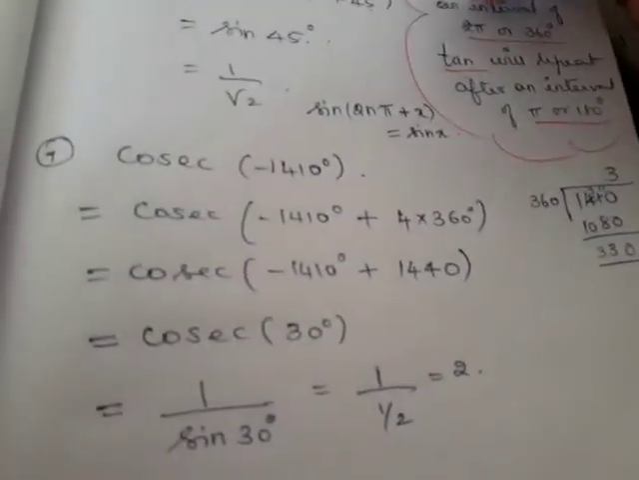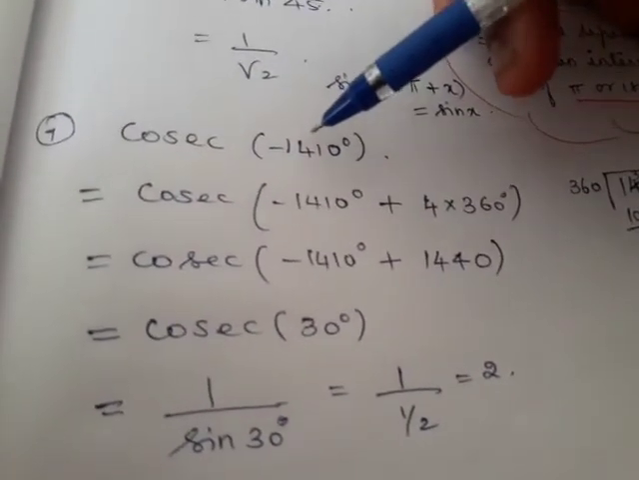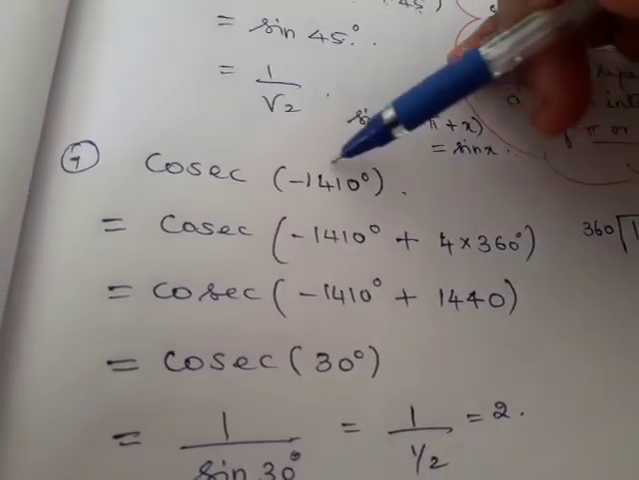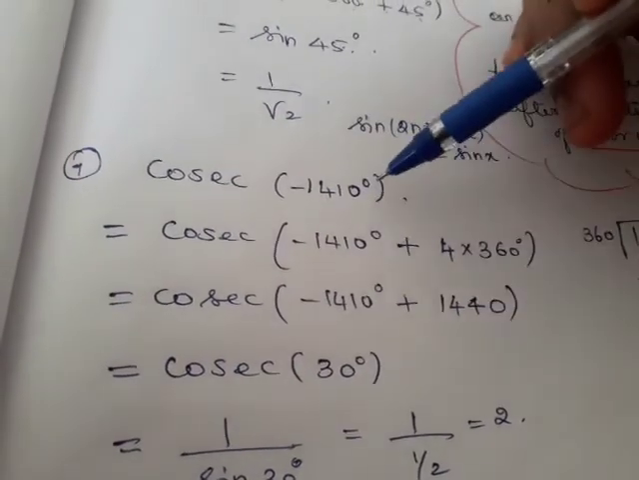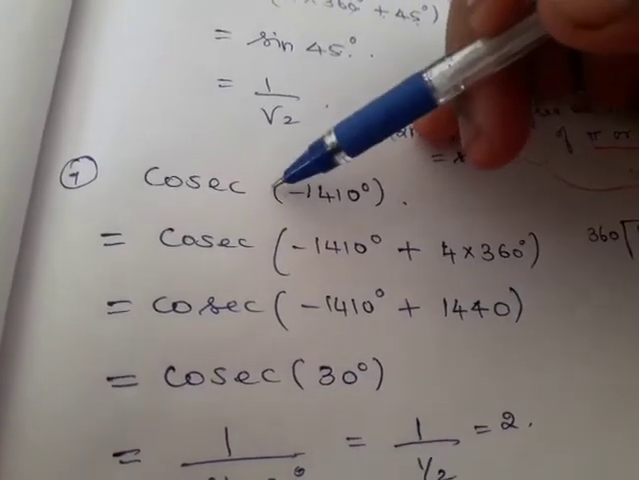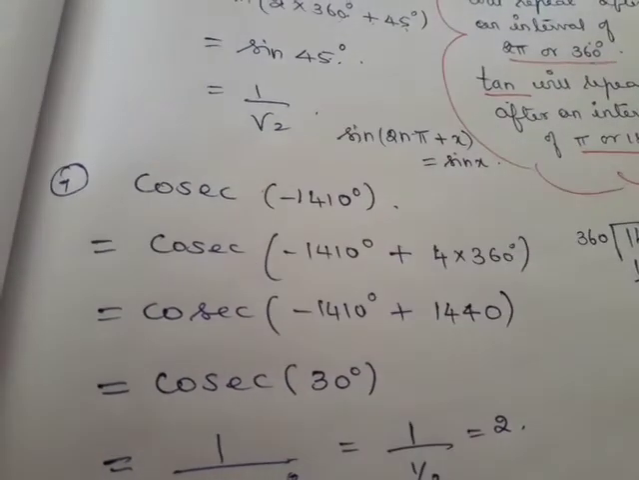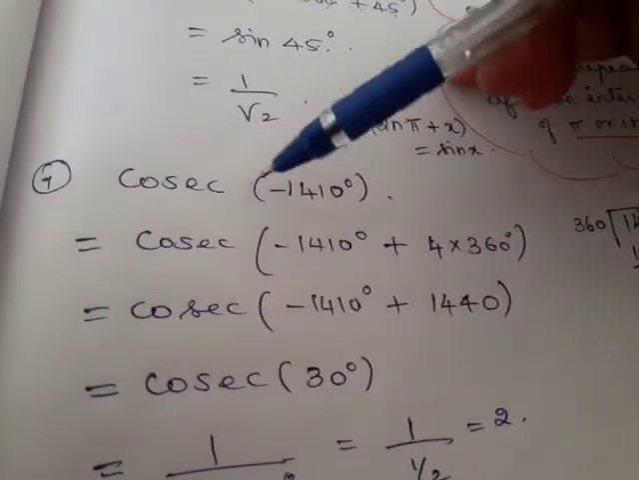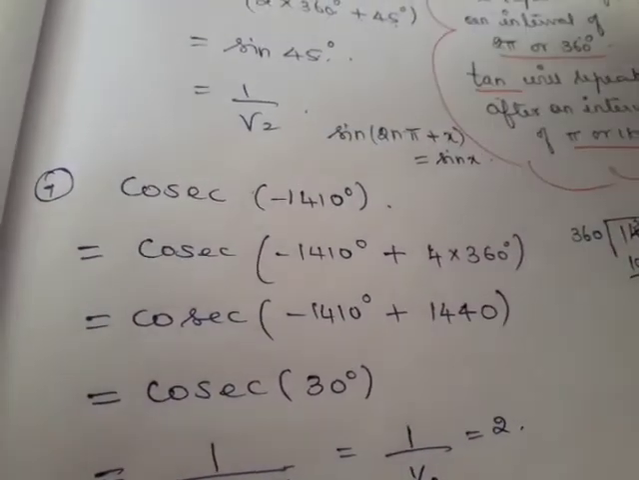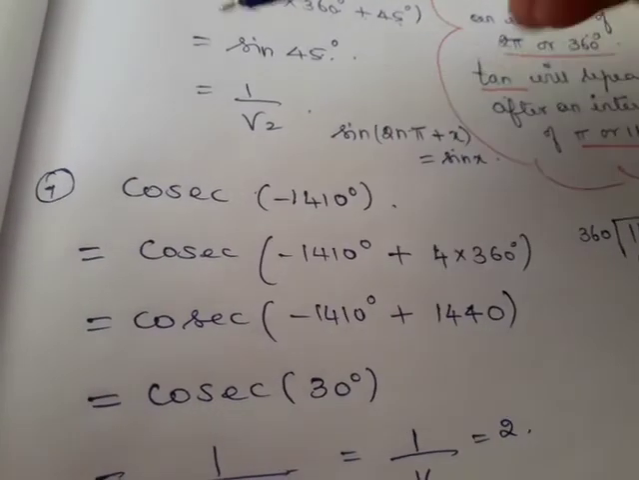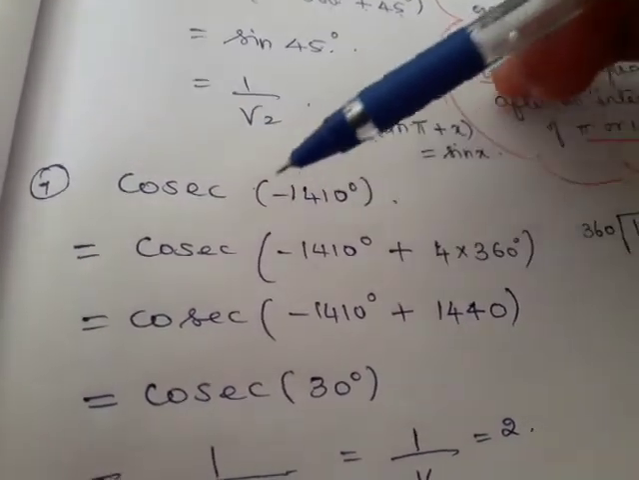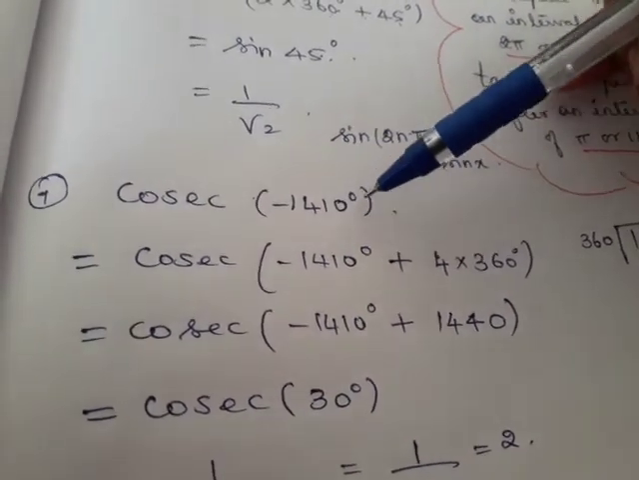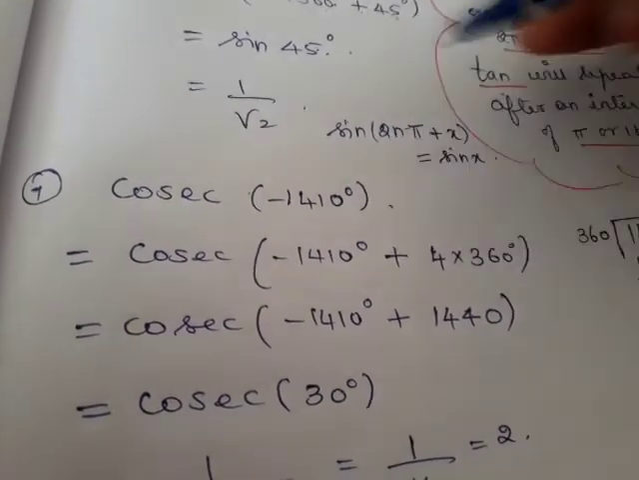Now let us see the next example, cosec minus 1410. If you take this example, again try to express this number as a multiple of 360, because cosec is a reciprocal of sine, therefore cosec and secant also behave in the same way as sine and cos behave. So the value will repeat after every interval of 2 pi. Every interval of 2 pi, the value of cosec and secant will also repeat as sine and cos, right? So try to express this 1410 as a multiple of 2 pi plus the remainder.